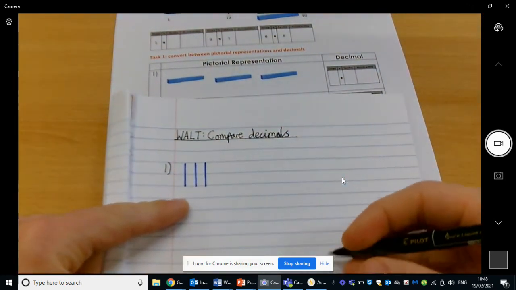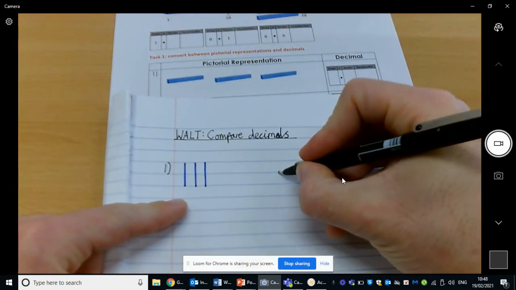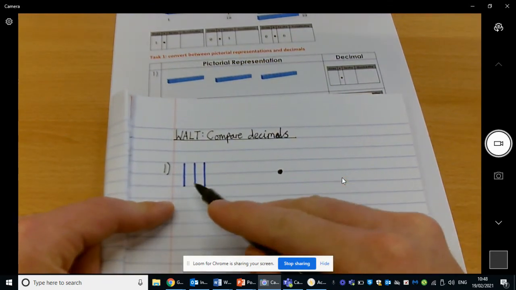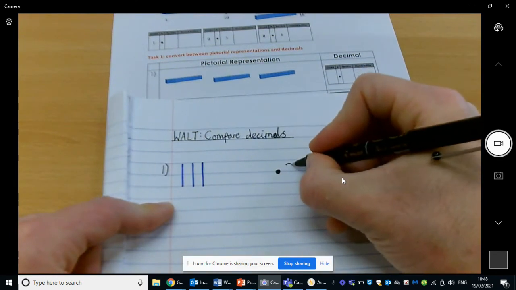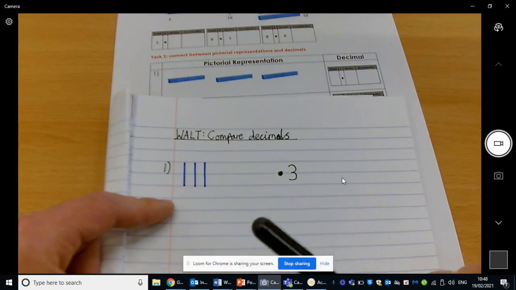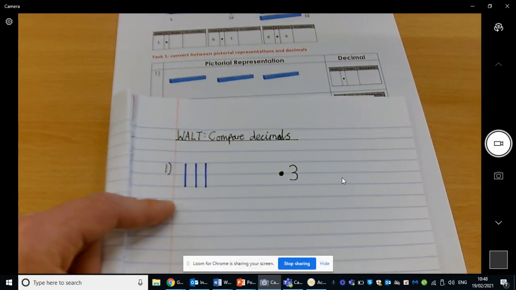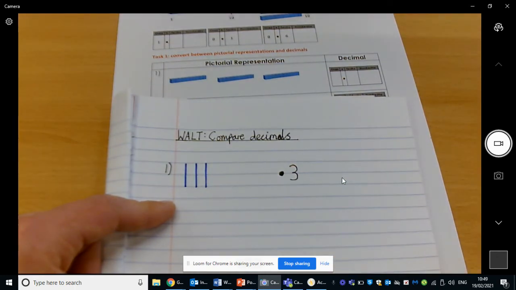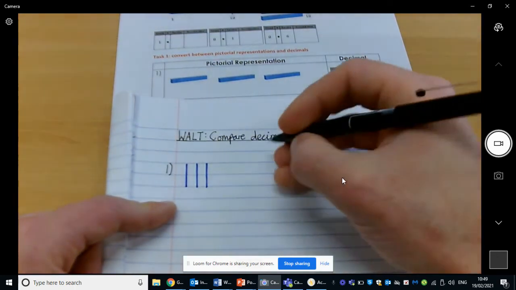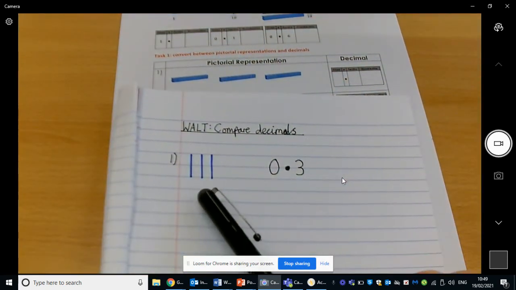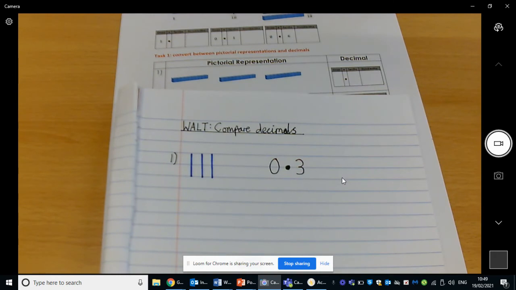Right, so I'm going to do my decimal point. Always remember to do that. So I'll pop that in the middle there. How many tenths are there? 1, 2, 3. So that's going to go after the decimal point. And how many ones are there? Well, there aren't any ones there. So I can leave it as .3, but what should I really put before the decimal point if there are no ones? A 0. So that would then be equivalent to 0.3.